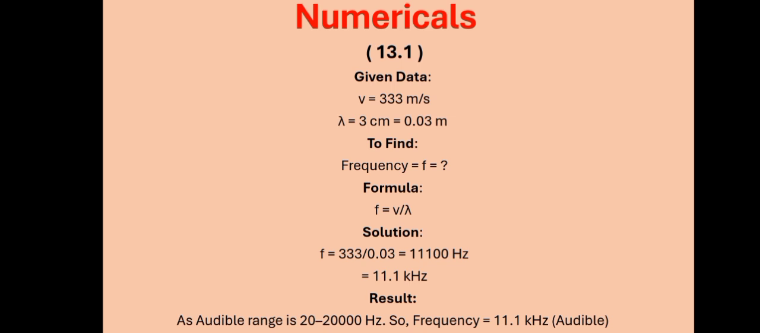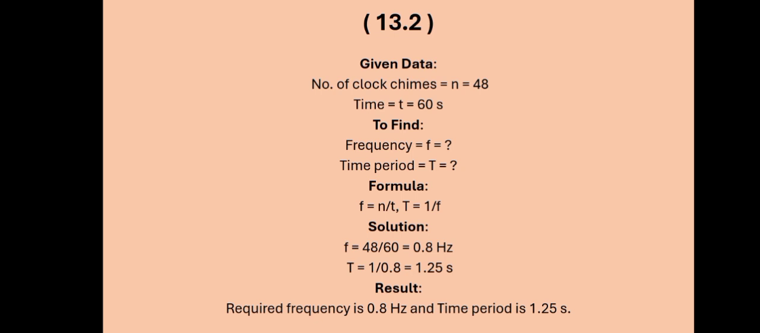That is audible frequency. क्योंकि इस न्यूमेरिकल में फ्रीक्वेंसी के साथ साथ ये भी पूछा गया था कि ये फ्रीक्वेंसी हमारे लिए ऑडिबल है या नहीं. तो हमें ऑडिबल की रेंज पता है 20 से 20,000 हर्ट्ज और हमारी 11 किलो हर्ट्ज तक आई हुई है. तो this frequency range is audible. Now move to the next numerical 13.2.